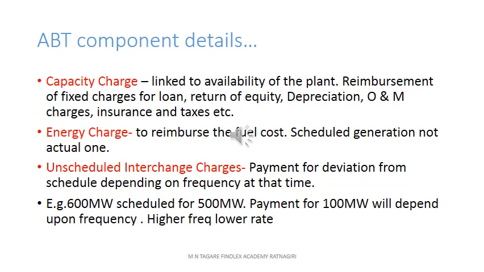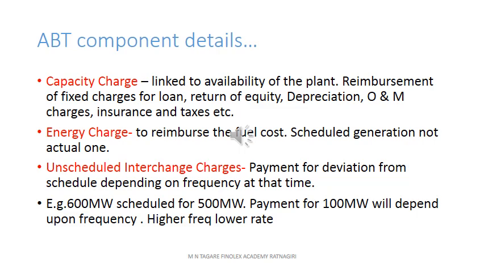Then the generator generates more than the schedule. I have committed 500 but my generator has generated 600. What to do? Frequency will go up. Finally, the generator generates less than the schedule, so again the frequency will go down. If I have committed 500, I am generating 200.